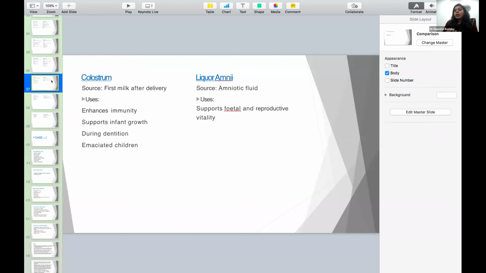Next, it is the colostrum. It is basically the first milk after pregnancy or delivery. So it is used to enhance immunity. It is like a defense mechanism and supports internal growth, infant growth, during dentition and in the emaciated or malnourished child. Liquor amnii is the amniotic fluid, prepared from amniotic fluid. It is basically used to support the fetus and reproductive vitality. Next one.